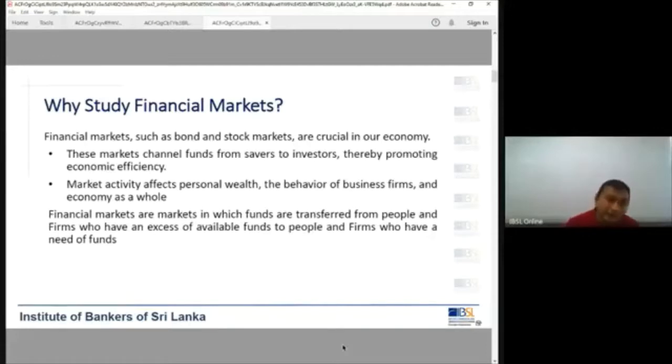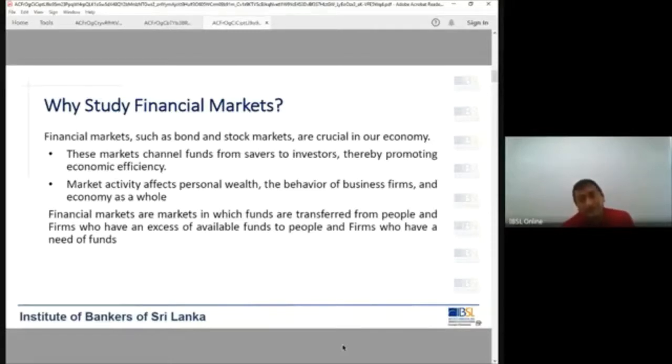Right? So then you see that the market activities we are referring to affect personal wealth. You will come across the concept that wealth has a positive relationship to financial asset demand. The higher the wealth, the higher the demand for financial assets. We will come to those. Okay, so market activity affects personal wealth.